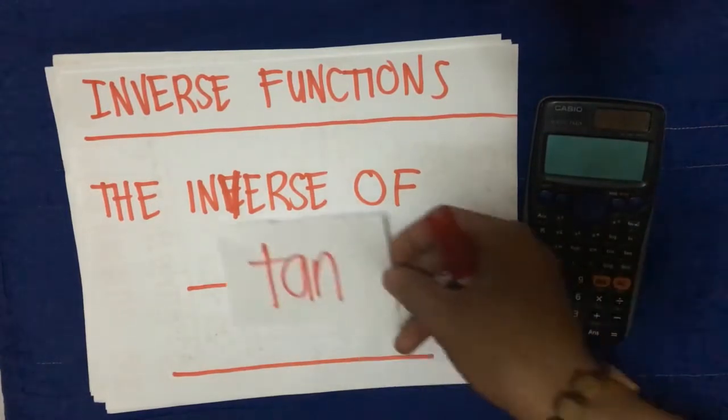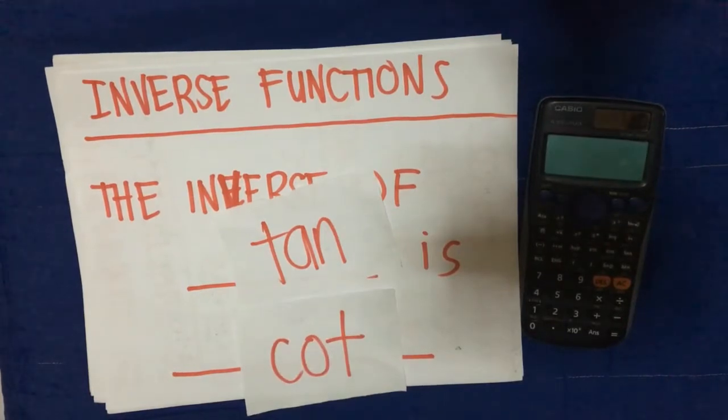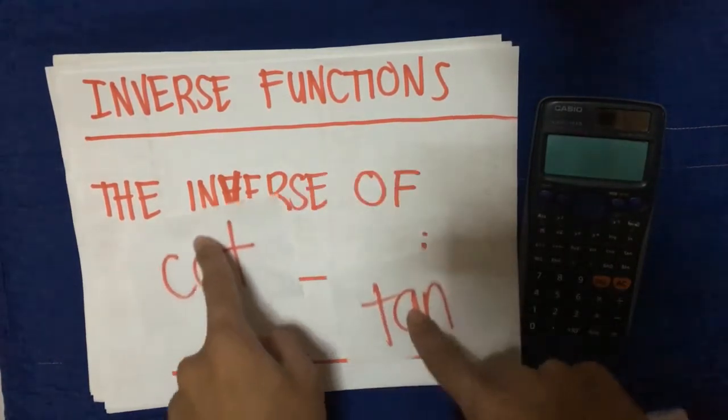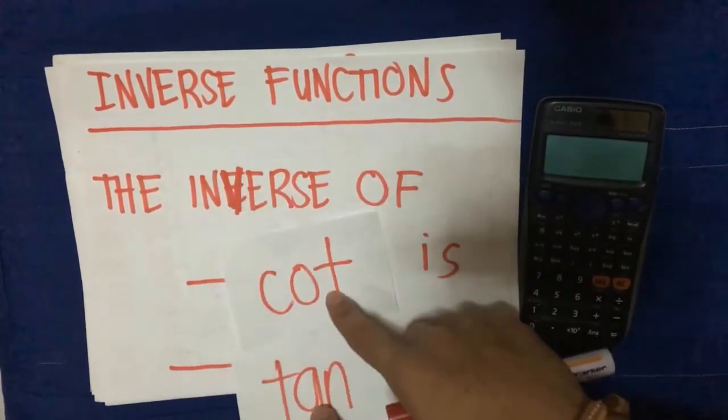Third is the inverse of tan, none other than cotangent. The inverse of tan is cotangent. And that is the third trigonometric inverse function. That is also vice versa. The inverse of cotangent is tangent. So you have to remember all of this.